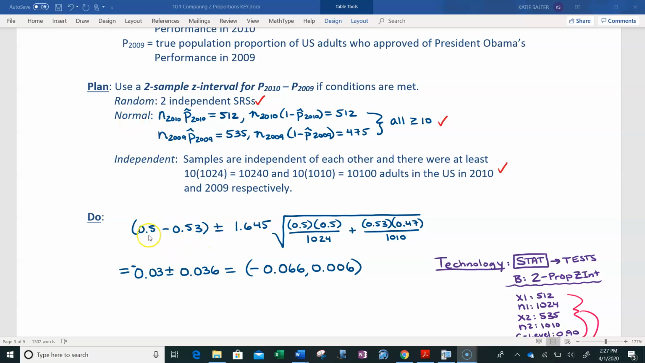When you set up your do part, you just do your interval. So it's the difference in the p-hats, which would be that negative 0.03, and then plus or minus, and then you look up your z-star, your critical value there. And we're now using our formula for where we had to do the variance, and now it's the standard deviation or the standard error of your sample proportion. And these formulas are on your formula sheet, and we get the interval.